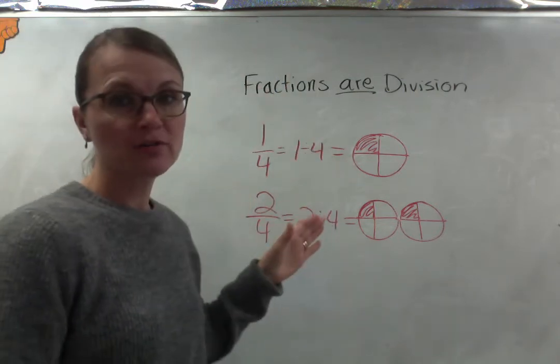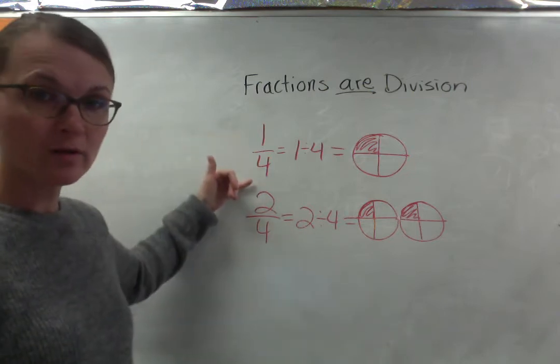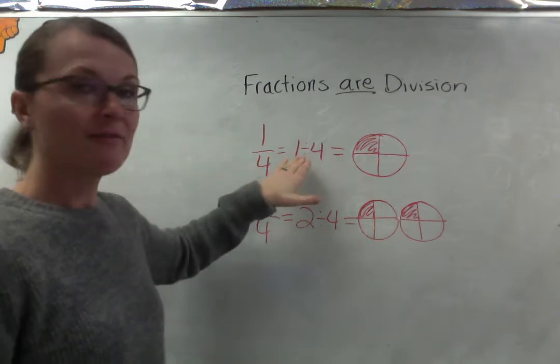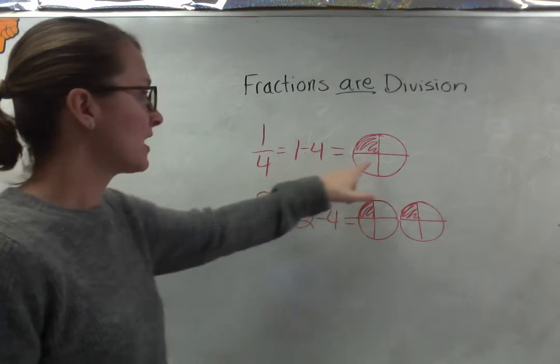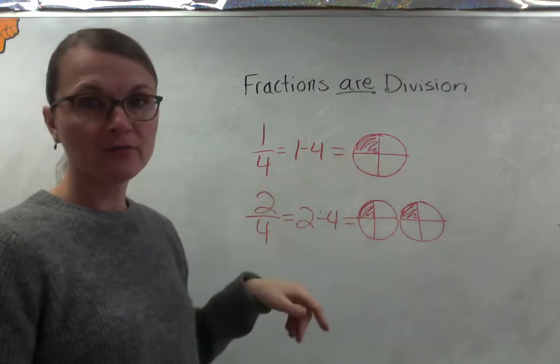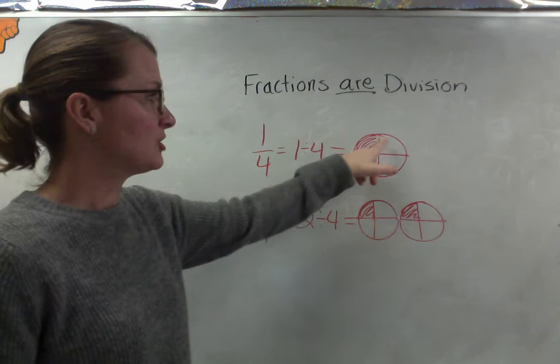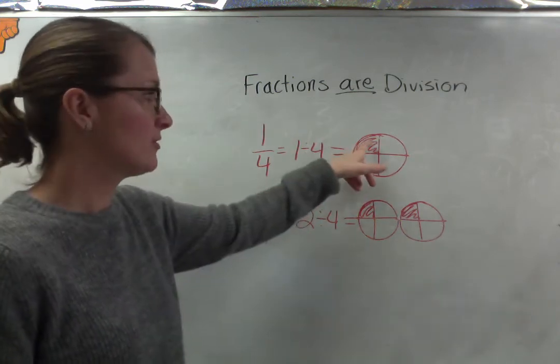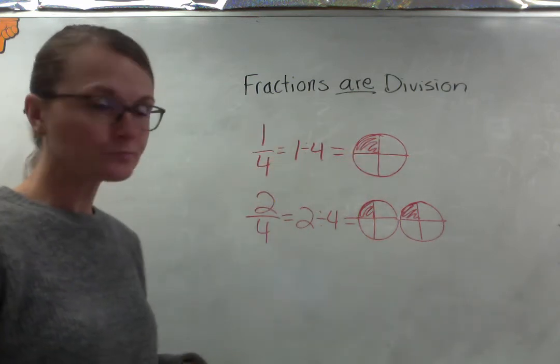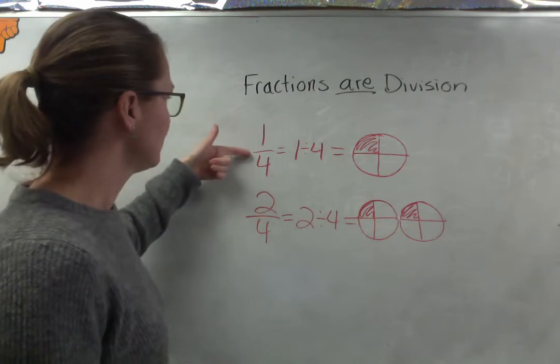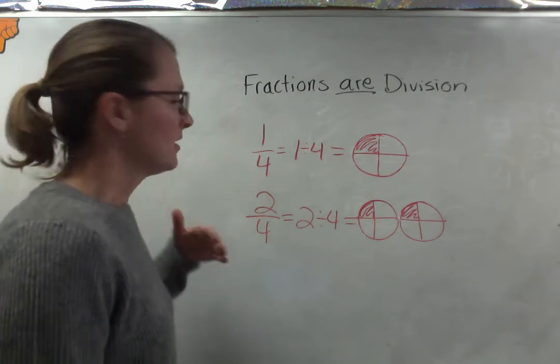So fractions are division. So when you have something like 1/4, okay, what you really have is 1 divided by 4. You're taking one whole and you're cutting it into 4 pieces. And when you do that, each piece is a fourth. So if you take one of those pieces, you have 1/4. So you have 1 divided by 4, okay?